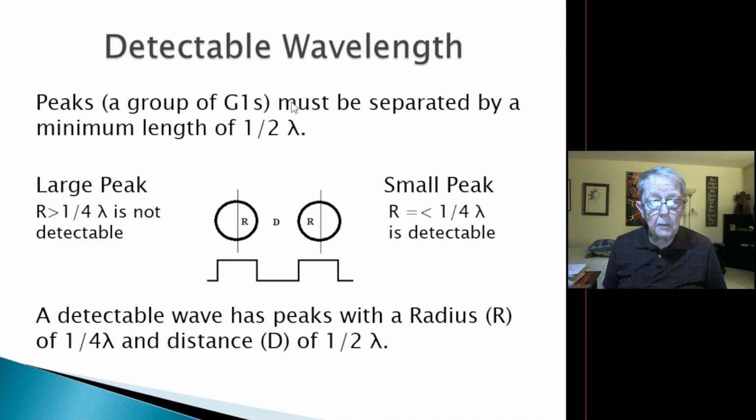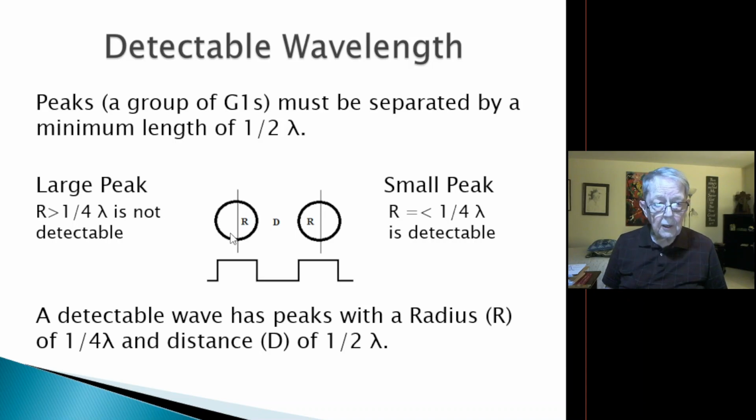Peaks, which are groups of G1s, must be separated by the minimum length of 1/2 lambda. That's me saying that. I don't know that's true. I'm just trying to quantify this in some sort of understandable way. You may disagree. You may say this needs to be bigger. You may say it needs to be smaller. But there's a limit. It must be separated by a minimum length. Here I'm saying 1/2 a wavelength.